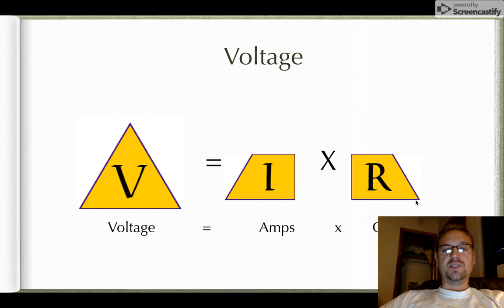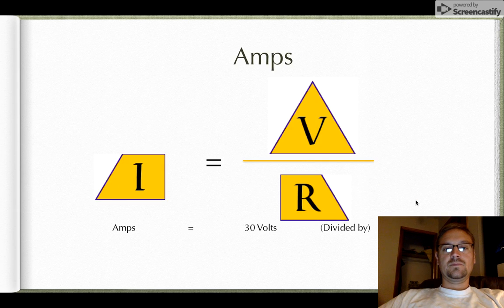To solve for voltage, we take amperage times ohms. So we simply separate the top, voltage, and multiply the 2 bottom parts. To solve for amps, we take voltage divided by ohms. So we take our amperage, we separate it, and that leaves voltage over ohms.